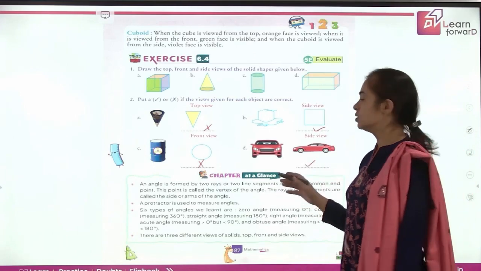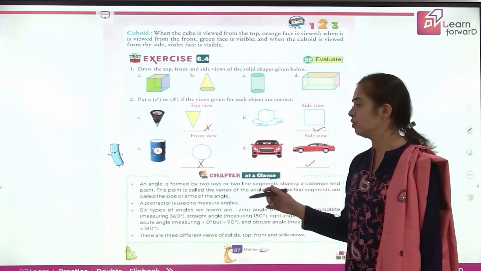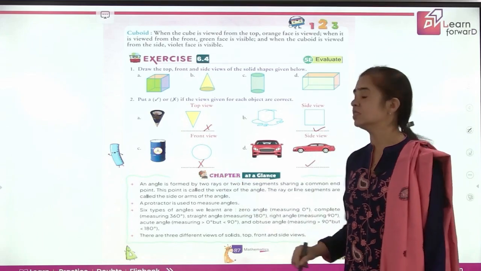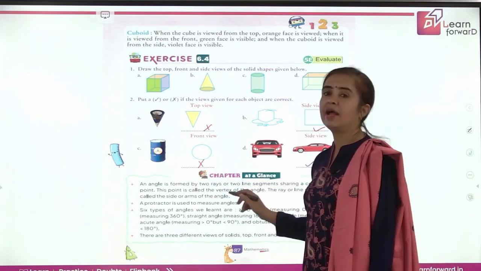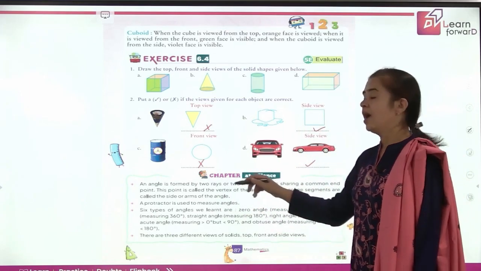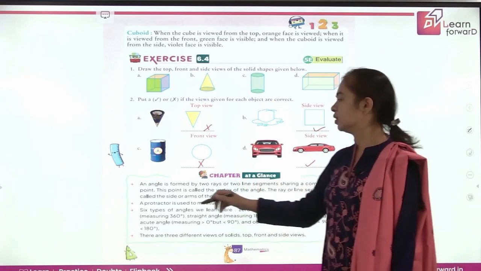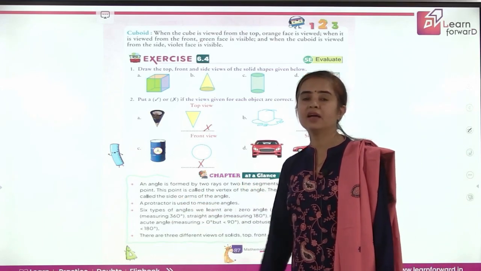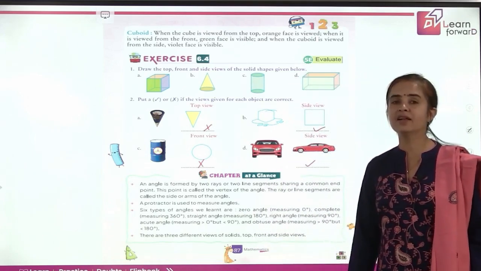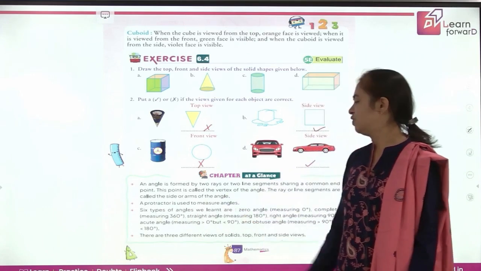So here's the chapter at a glance, all in a nutshell, what we have learned in geometry today. An angle is formed by two rays starting from the same starting point, and that common point is called the vertex. And the two rays are called the arms of the angle. What do you use to measure angles? We use a protractor. And what is the unit of measuring angles? It is degrees.